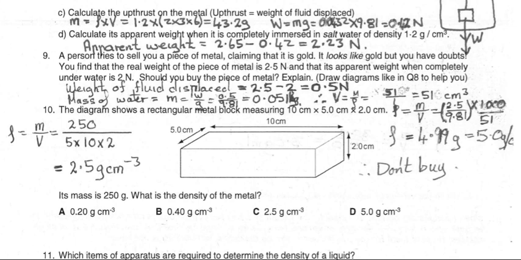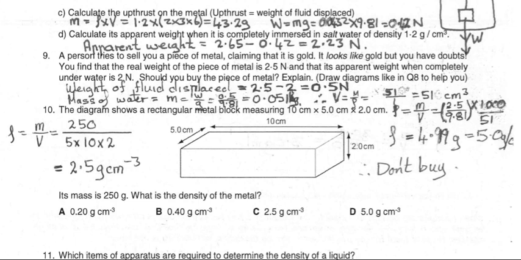9. A person tries to sell you a piece of metal claiming that it's gold. It looks like gold, but you have doubts. You find that the real weight of the piece of metal is 2.5 newtons, and that its apparent weight when completely underwater is 2 newtons. So the buoyancy of the water is holding it up a little bit. So the apparent weight is less. Should you buy the piece of metal? Explain.